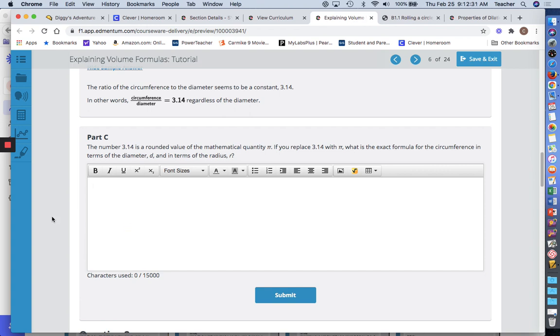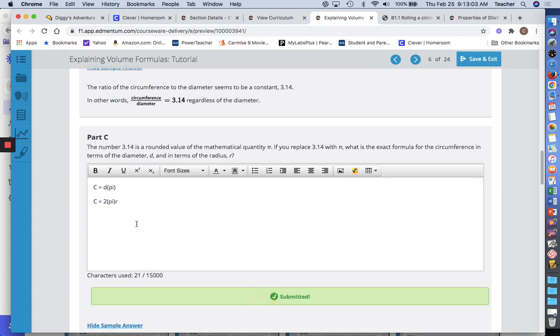Part C, sorry. The number 3.14 is a rounded value of the mathematical quantity pi. If you replace 3.14 with pi, what's the exact formula for the circumference in terms of diameter d and in terms of the radius? All right, so circumference is diameter times pi. Or you can have circumference is 2 pi times your radius. Either one of those formulas is fine.